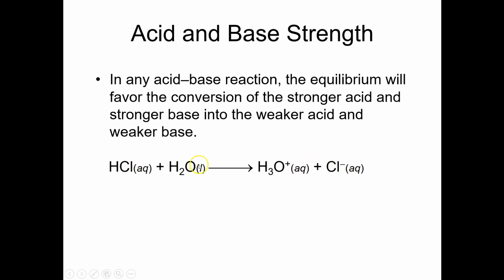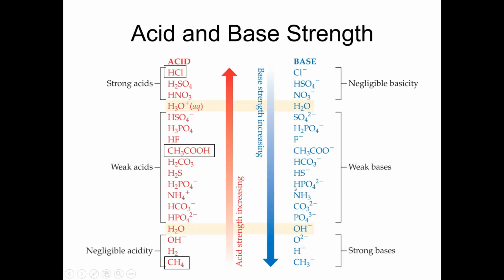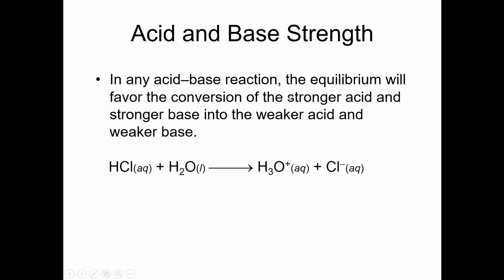If we think about this, water, although being a weak base, is a stronger base than chloride. Hydrochloric acid is a stronger acid than hydronium. Let's go back to that table. Hydrochloric acid is a stronger acid than hydronium. Water, even though not a strong base at all, is nevertheless stronger than chloride. And so you're going to favor the reaction of the stronger acid and the stronger base to form the weaker acid and the weaker base.